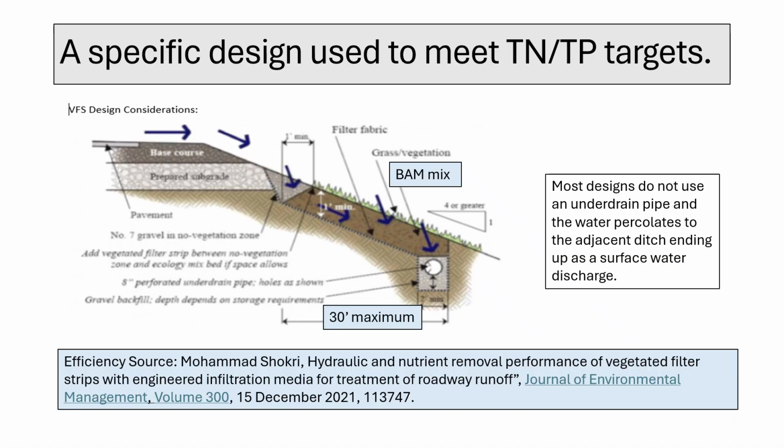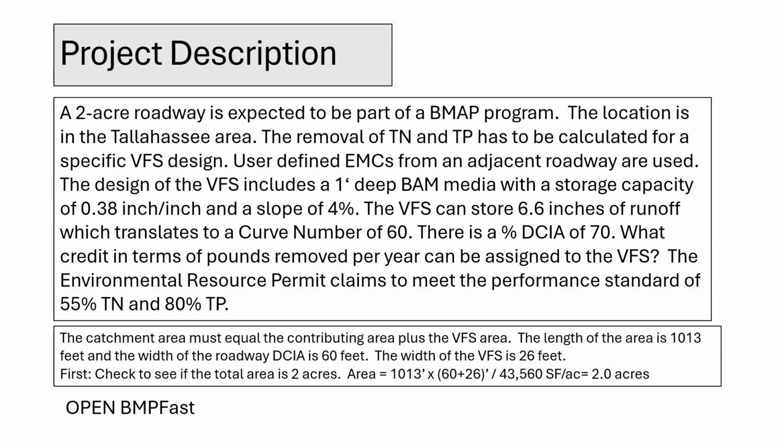This project involves a 2-acre roadway located in the Tallahassee area that is part of a Basin Management Action Plan, or BMAP program. The goal is to calculate the average annual removal of total nitrogen and total phosphorus for a specific vegetated filter strip design, which we'll refer to as a VFS.